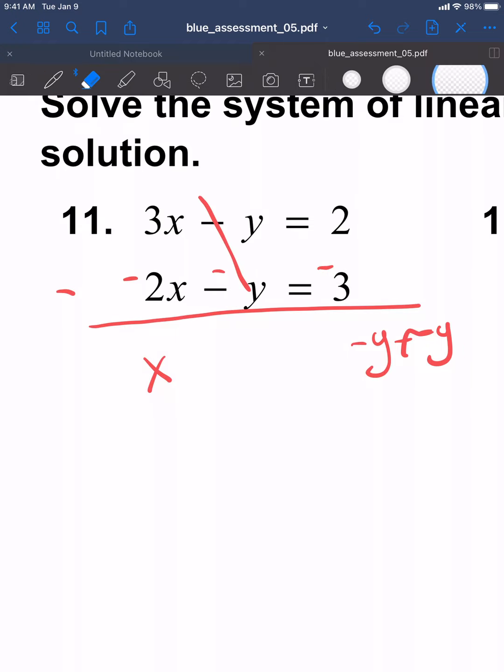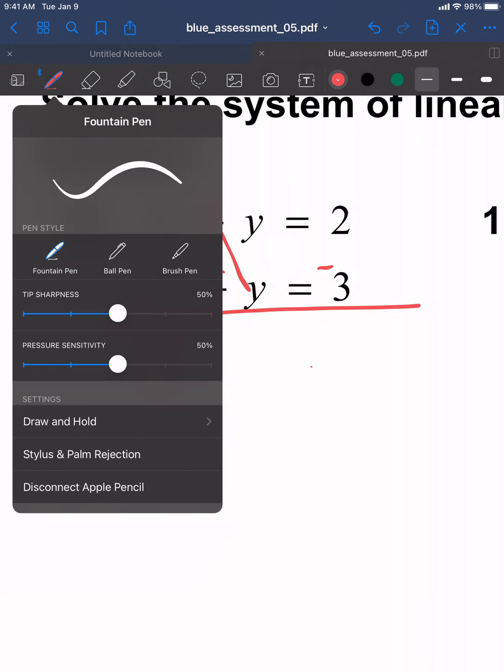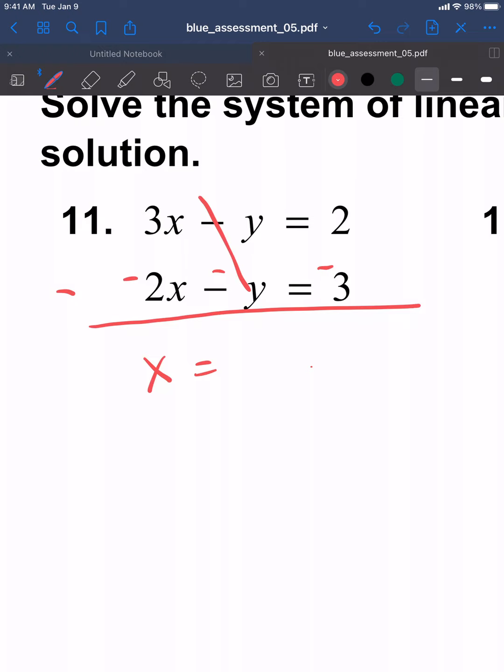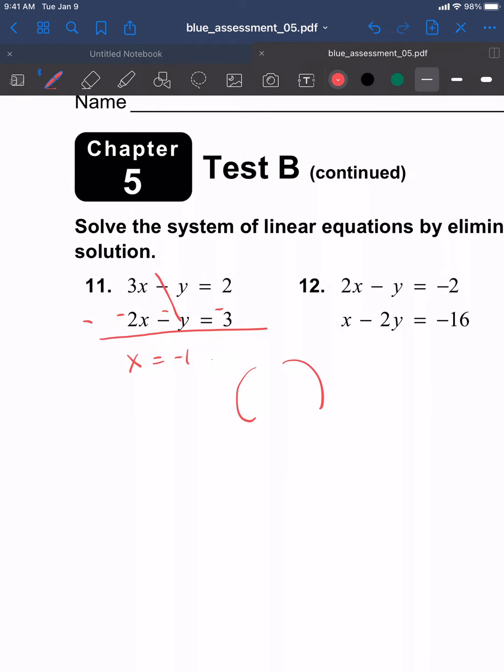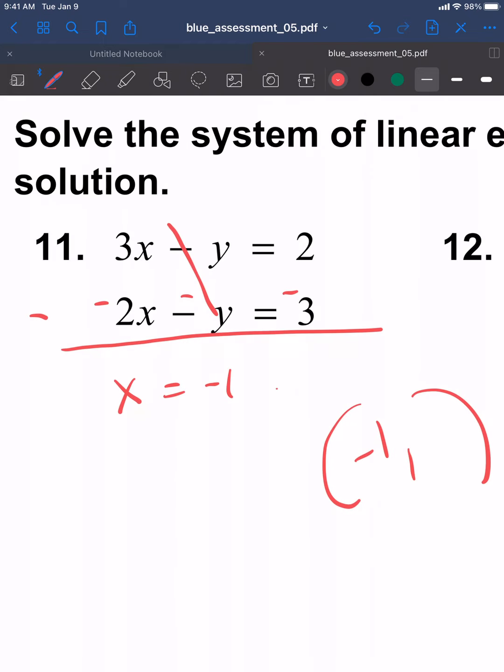But now I still have the 2 and the 3. What is 2 minus 3? Negative 1. So it's going to be x equals negative 1. How easy was that? We found our first answer. Now how do I go find my y? Plug it into my top equation? Sure. Let me pop that in there. x equals negative 1. Who am I plugging it in for? x.